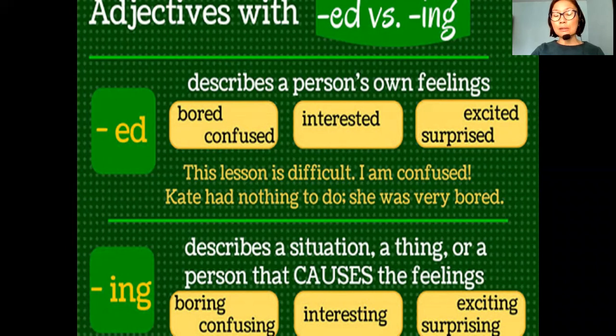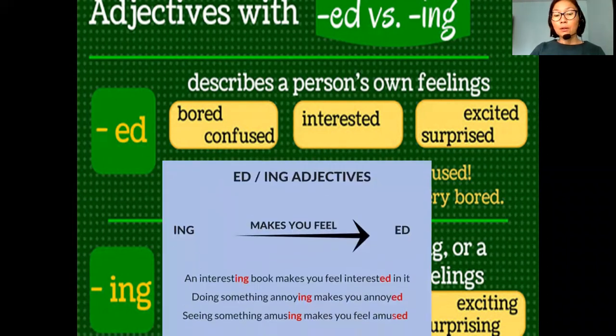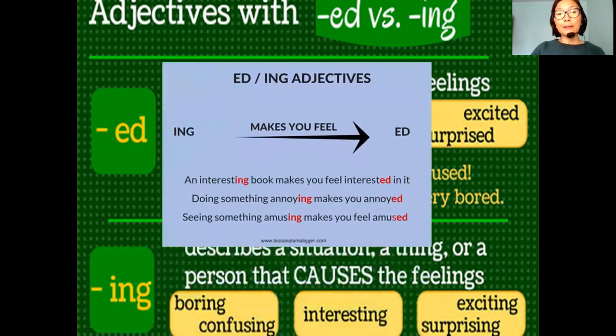What about adjectives with -ing? They describe a situation, a scene, or a person that causes the feelings. For example, boring, confusing, interesting, exciting, surprising. So I would like to tell you about -ed and -ing adjectives. -ing makes you feel, yes, so an interesting book makes you feel interested in it. Doing something annoying makes you annoyed. Seeing something amusing makes you feel amused.